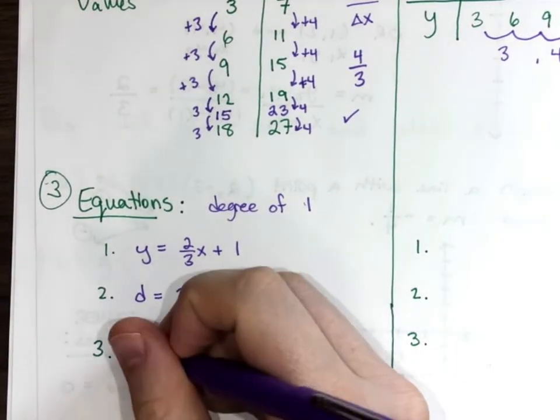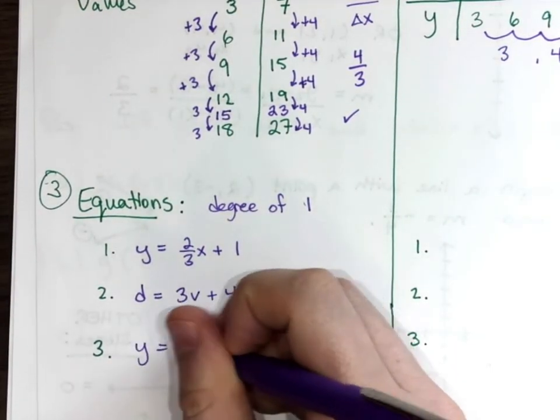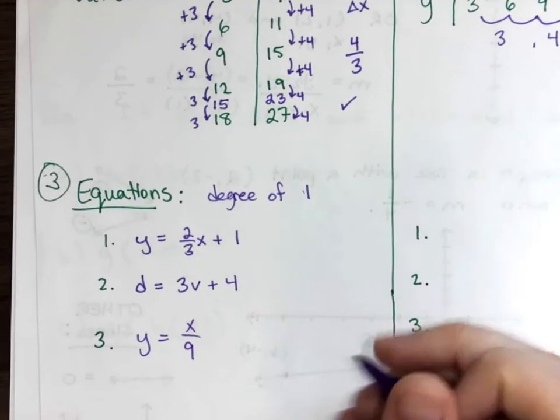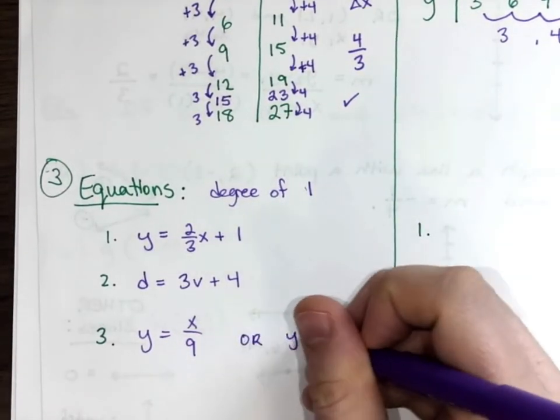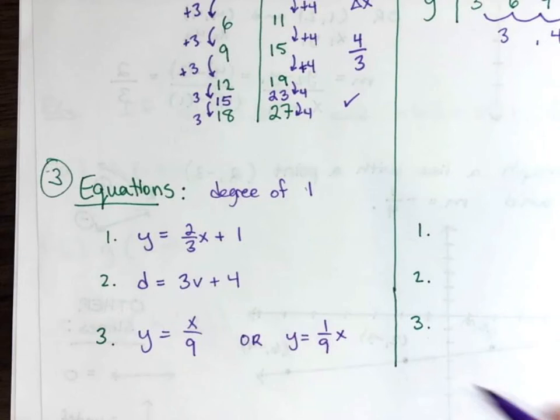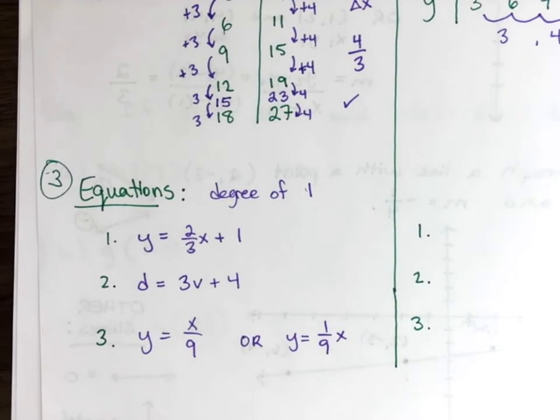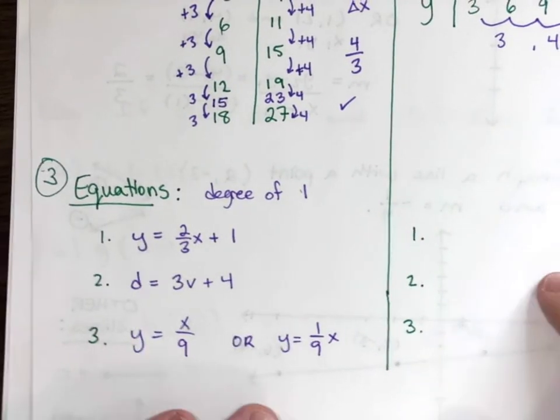And then finally, maybe something like y is equal to x over 9. That's still okay because x is still a degree of 1. You could actually rewrite this as y is equal to 1/9 times x, and then it probably doesn't throw you off too much that that is a linear graph. So all of those being graphed out would be a straight line.